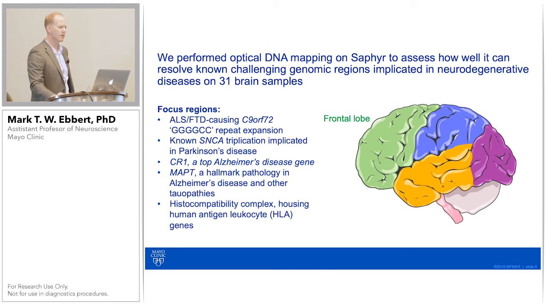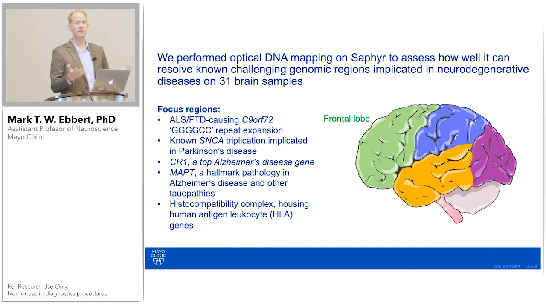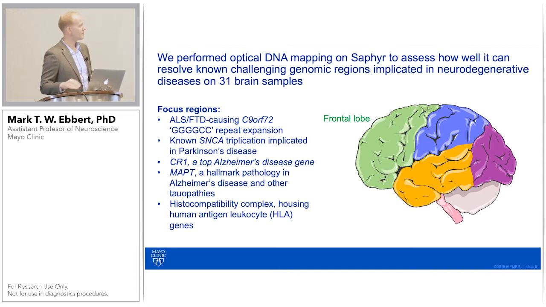Some of the regions that we're going to focus on are the ALS FTD causing C9orf72 G4C2 repeat expansion, GGGGCC repeat expansion. If you're not familiar with this, it's in the gene C9orf72. The repeats can become extremely large, well above 50 kb even, and it causes ALS and FTD.